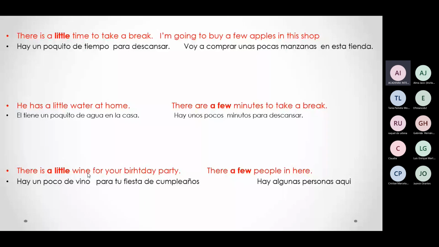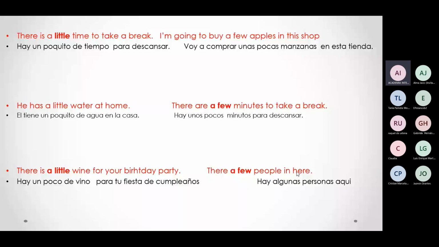Hay un poco de vino, un poco, un poquito, and there are a few people in here. There are a few people in here, so we already know that people is countable, right? It's a countable noun. Even that's in plural, está en plural. Hay algunas personas.